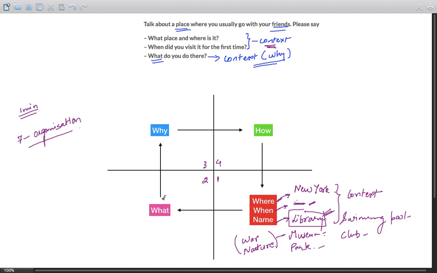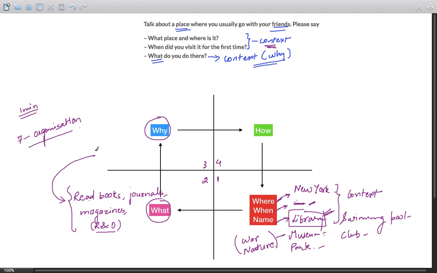So what element includes what exactly do you do there, but that inherently includes why you do that thing. If you're going to a library, what do you do there? You usually read books, and not only books, but also research journals, and perhaps a few magazines as well, and do some research and development, article writing, or things like that. Until and unless you give the why element, the answer seems incomplete, and you will not be able to speak for 2 minutes. So you have to include the element of why.